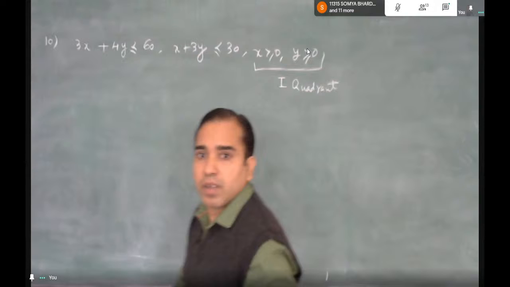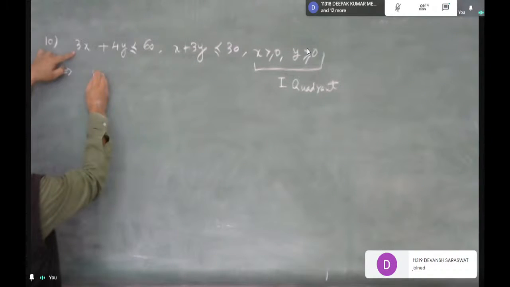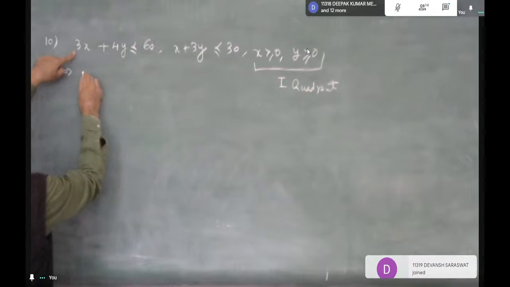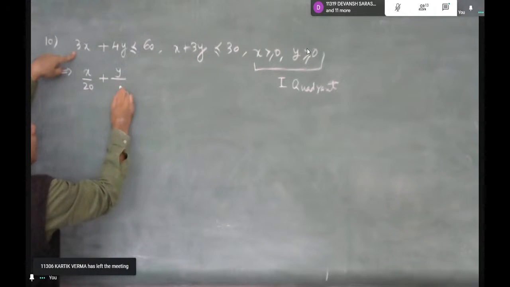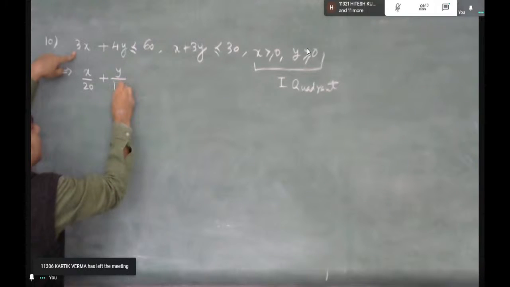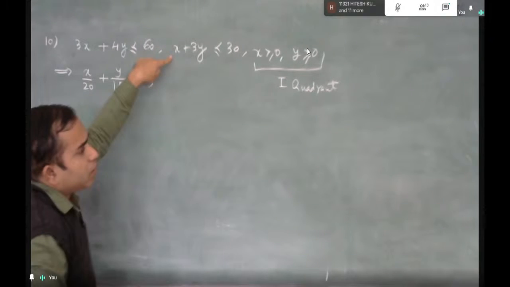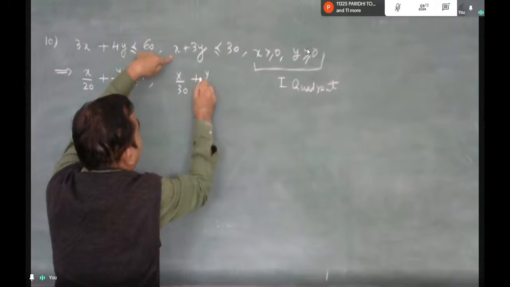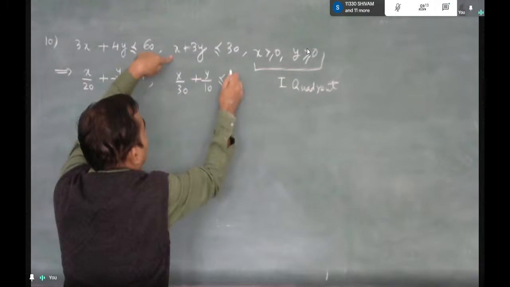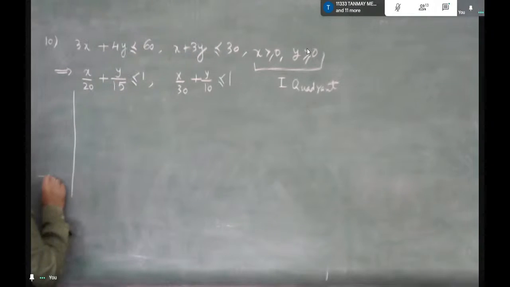Now let us convert these two inequalities in intercept form. Let us divide both the sides by 60 and this will give you x upon 20 plus y upon 15 less or equal to 1. And similarly this two let us convert in intercept form. This will become x upon 30 plus y upon 10 less or equal to 1. Correct? Draw them.